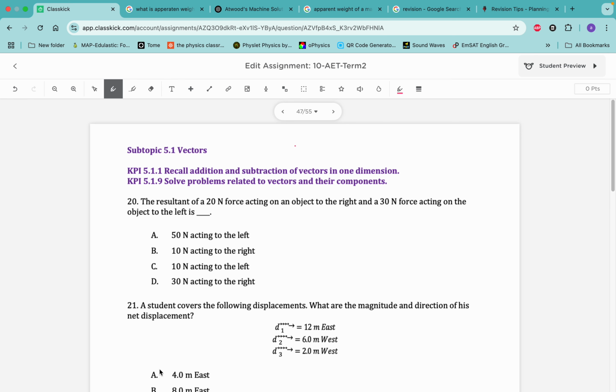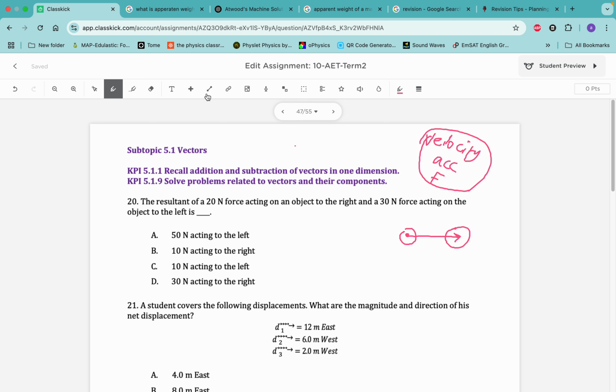Starting with subtopic 5.1 that talks about vectors. We have different types of vectors. Displacement is considered a vector, velocity is a vector, we have acceleration, force, all these are considered vectors, and all vectors can be represented by drawing arrows. Each arrow has a head and a tail. This we call the tail, while this is the head.